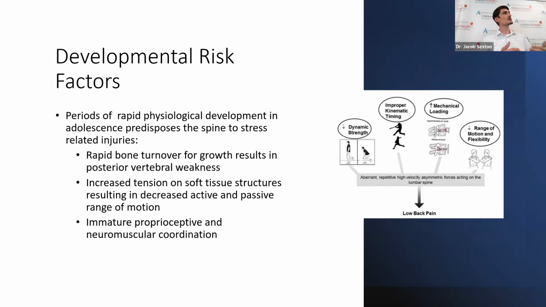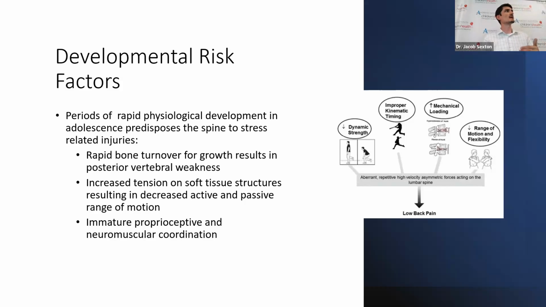In particular, it is the posterior or the backwards vertebral elements, your pedicles, your lamina, and those type things, where there's not as much bony structure as opposed to the front anterior part of the vertebrae, the vertebral bodies, where they can take a little bit more stress and a little bit more load. The other thing is they've got rapid growth, rapid turnover, they're getting taller, but the muscles, the ligaments, the tendons, the soft tissue structures, they don't really coordinate that well together.